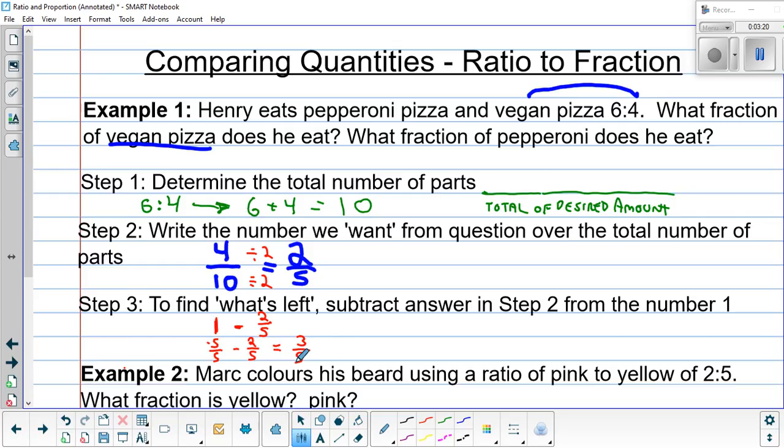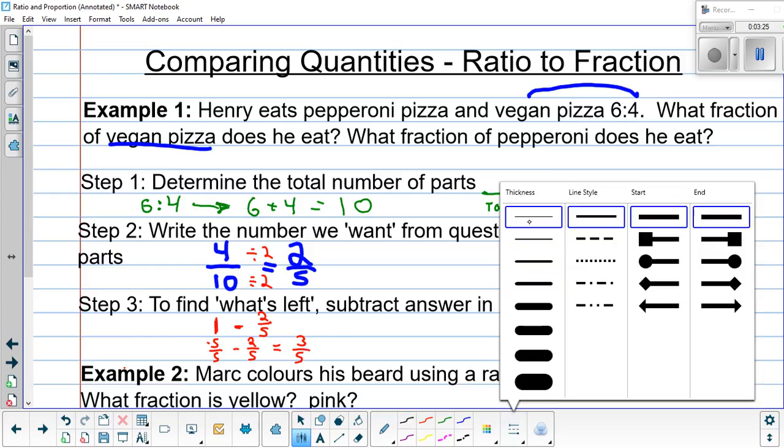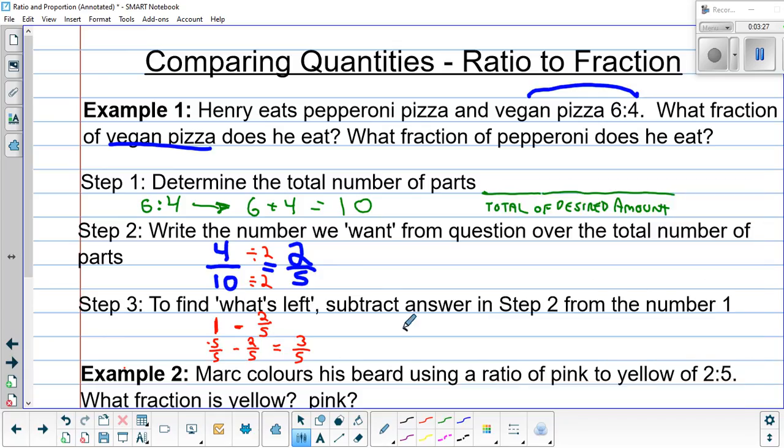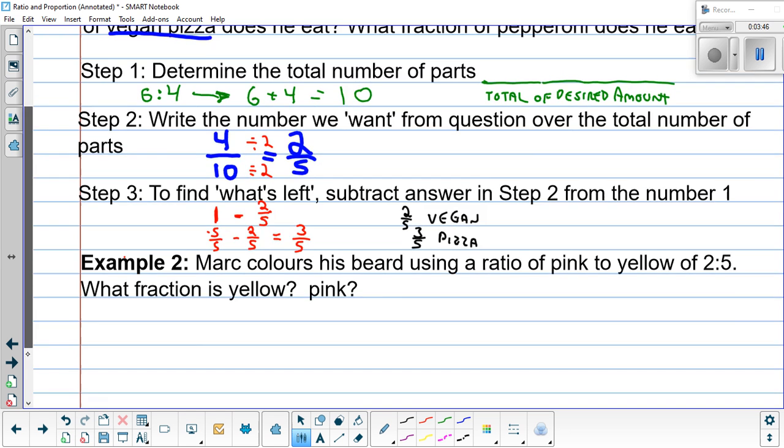So, one thing that's kind of nice to do when you're writing out any answer is actually answer the question. So we can say 2/5, and then say vegan. So even just saying that is better than saying nothing at all. That's saying to the reader that, hey, I know that was the vegan pizza, this is a fraction. I'm kind of answering my question.